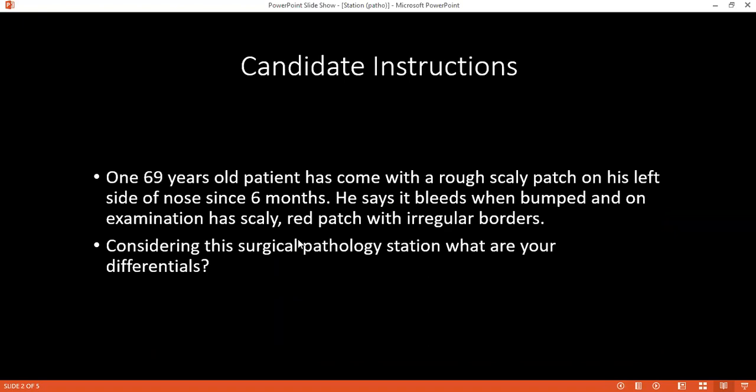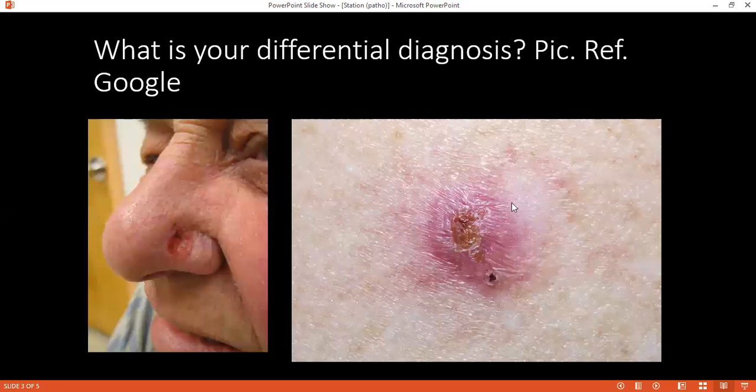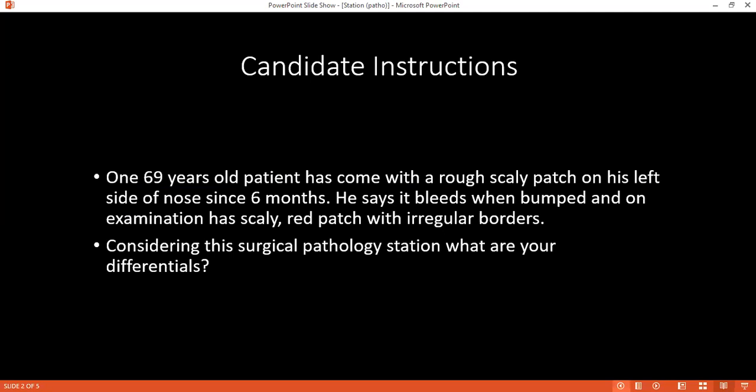This is a red patch with scaling and irregular borders. I was not confused, but there is also a bump. Bump means when you come across something, like when you get stuck on something. There is no bumpy thing, purely white or purely skin lesion, that is different. But this was squamous cell carcinoma.